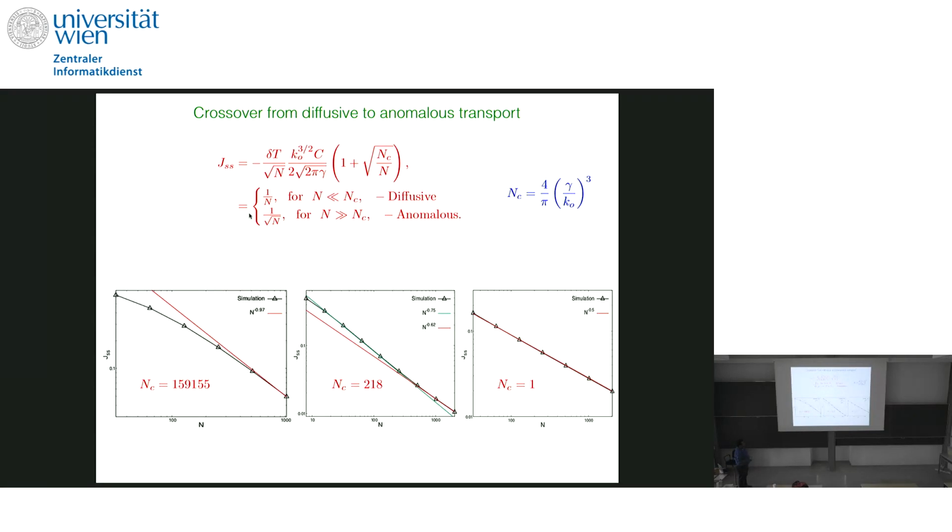So this is a numerical result that I wanted to present to demonstrate this crossover. Here I choose parameters such that this crossover scale is much larger, so that you observe diffusive scaling, and that's what I observe, 1 over n scaling. And in this case, I choose parameters in such a way that N_c is very small, so that you don't even observe the diffusive scaling, you observe the anomalous scaling, where I see 1 over square root n scaling. But to see both of them, you have to choose parameters such that this crossover scale is intermediate between these two. But this is the best I could get.